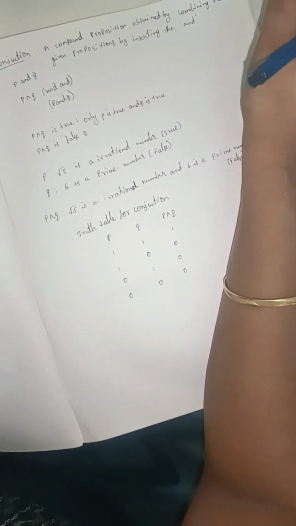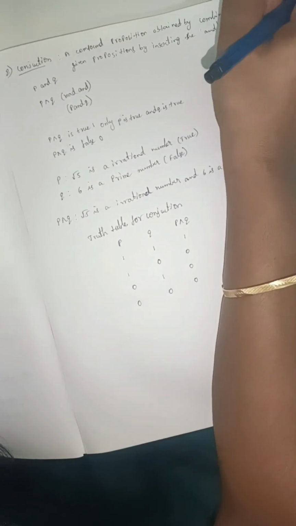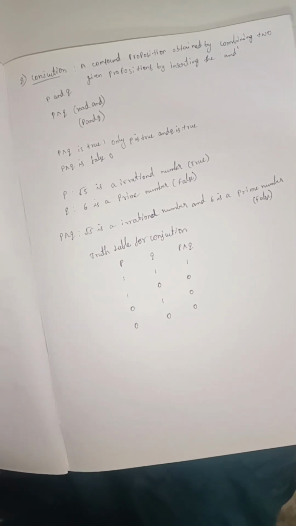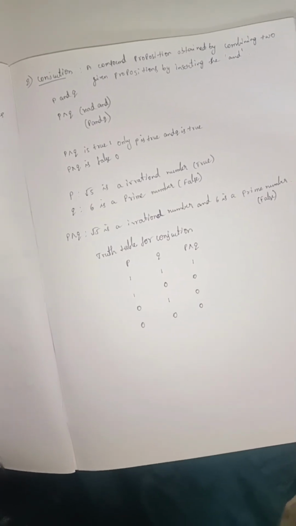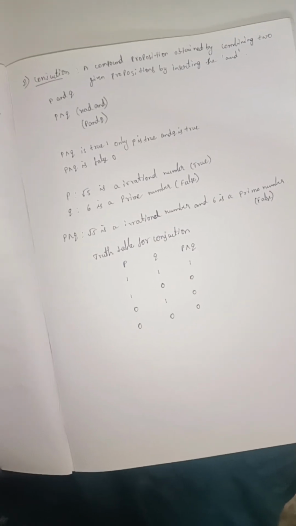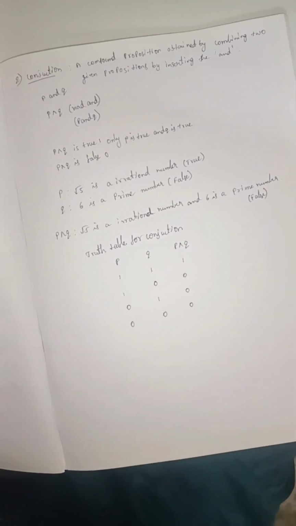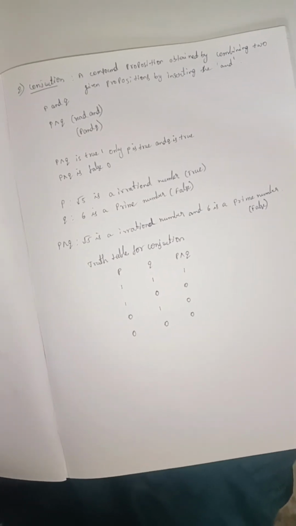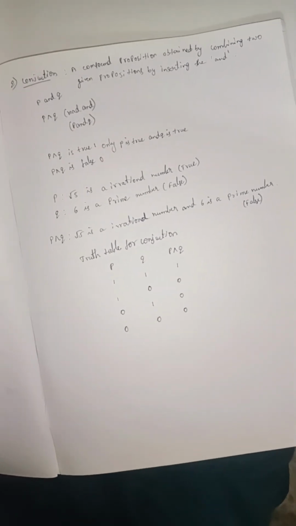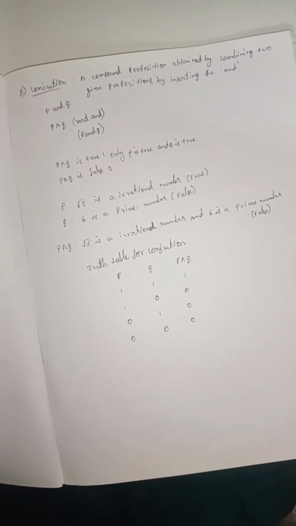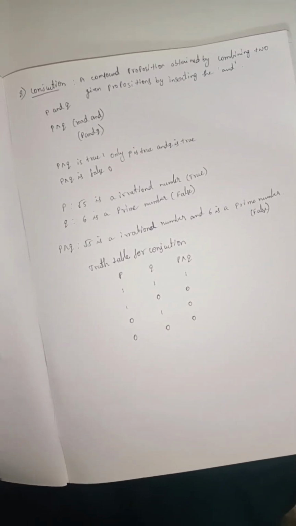I hope you understand both negation and conjunction. In the next class, I will discuss the disjunction, exclusive disjunction and conditional; these are four logical connectives. Then I will discuss the problems.